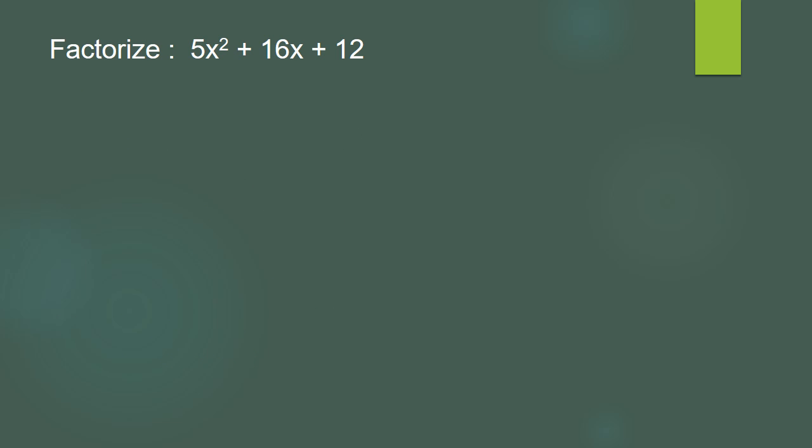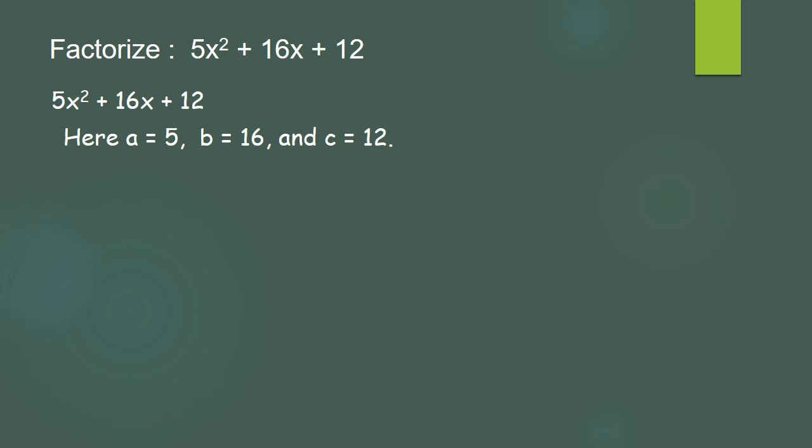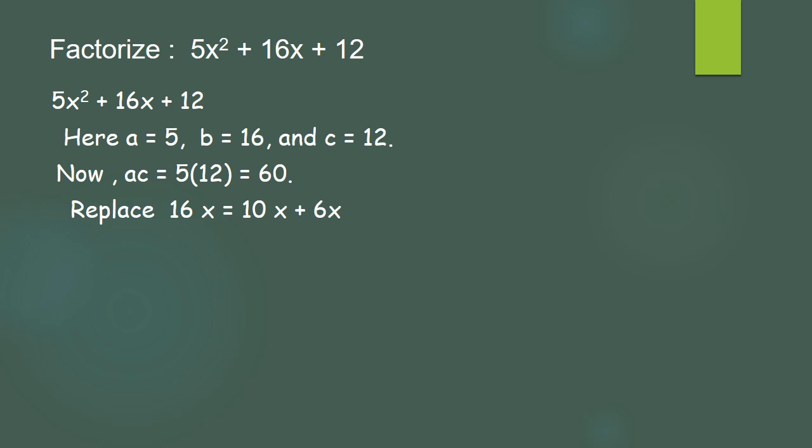The next sum given is 5x square plus 16x plus 12. In the same way, A is 5, B is 16, C is 12. So A into C is 60. Get the factors of 60 whose addition must be 16. We get the factors 10 and 6: 10 sixes are 60 and 10 plus 6 is 16. So 16x will be replaced, with the sign of the middle term given to both. Both are positive, so it is 10x plus 6x. And so this is written as 5x square plus 10x plus 6x plus 12.